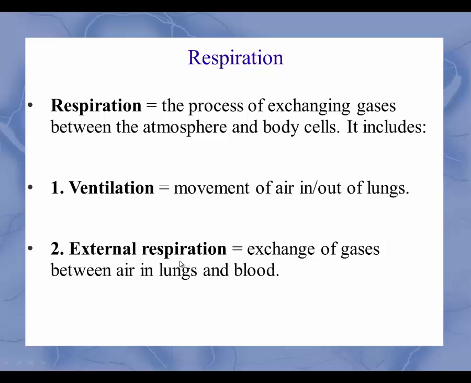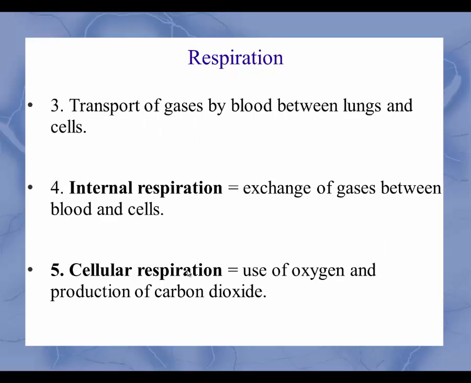Next we have external respiration. This is the exchange of gases between the air in the lungs and the blood. And then you have the transport of gases between the blood and the lungs and the cells. And because before we had external respiration, now we have internal respiration. And this is the exchange of gases between the blood and the cells itself. So blood and the cells, it's more internal. It's going to be considered internal respiration.